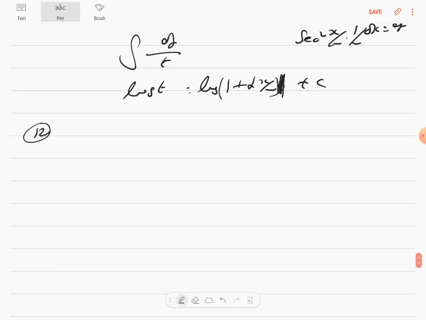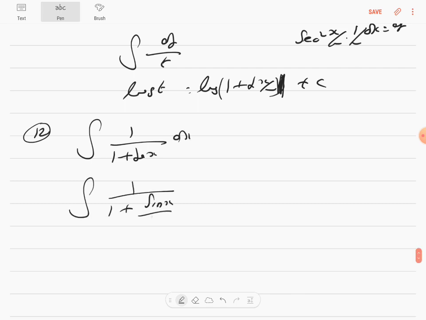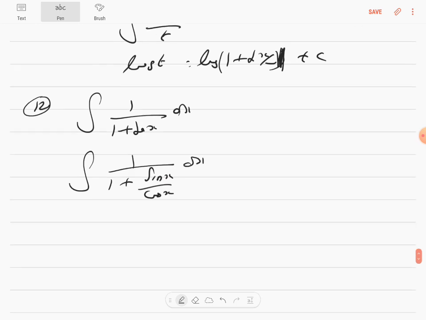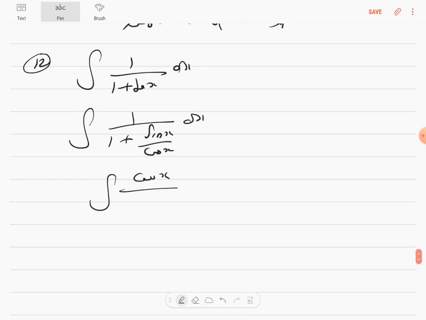And while I taught you 1 by 1 plus sin x, 1 by 1 minus sin x, 1 by 1 plus cos x, 1 by 1 minus cos x, I also should teach you 1 by 1 plus tan x dx, which is the world's most important format, which is 1 by 1 plus sin x by cos x into dx, which will become integration of cos x by cos x plus sin x into dx.